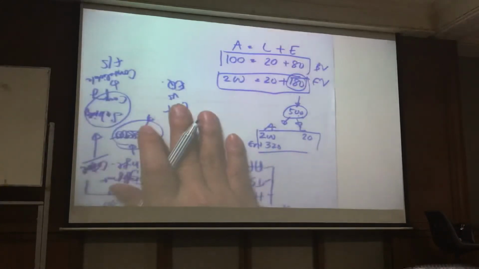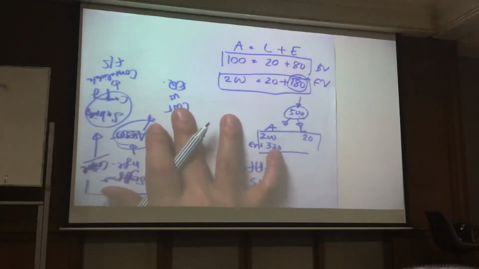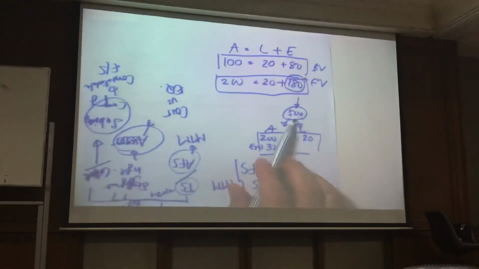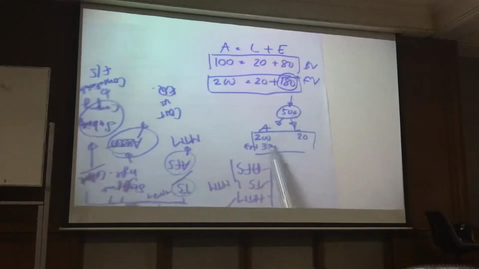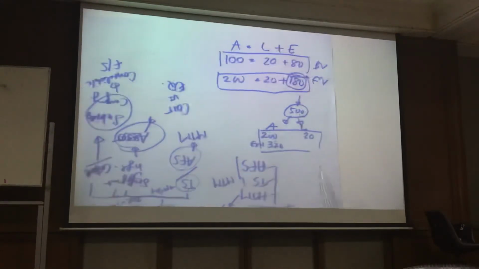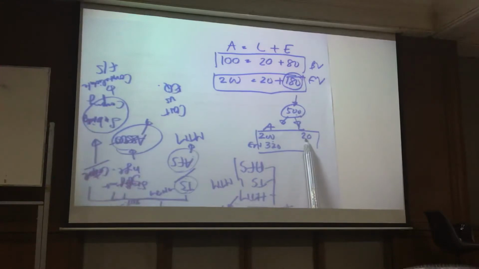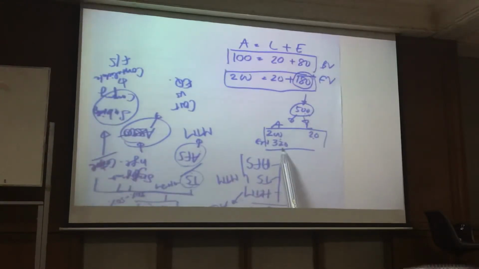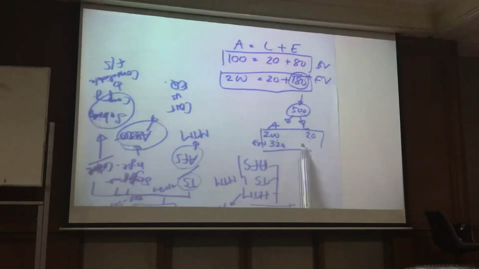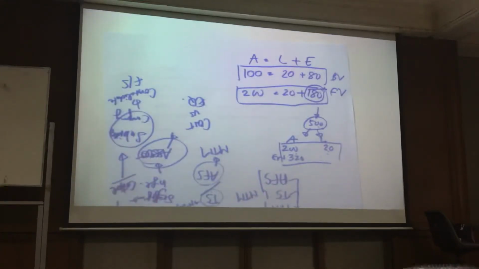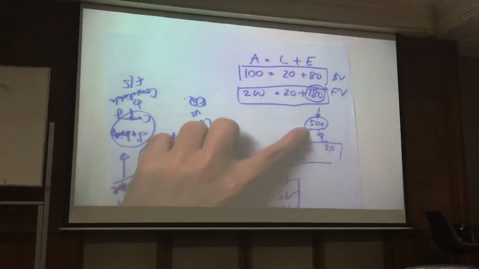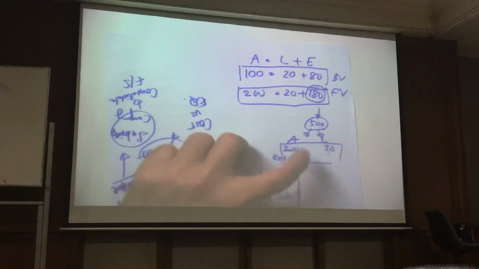Don't look at this one, look at this. For the 500 you pay, what do you get? You get asset for 200, liability 20, and goodwill for 320. Net asset is going to be what? 500. This is the amount that you just paid. So that's why investment cost is 500 here. You can break it down later on.